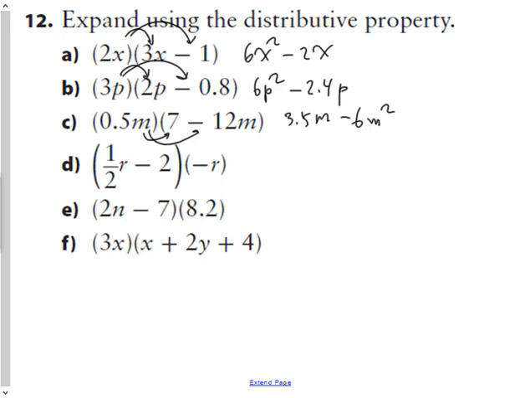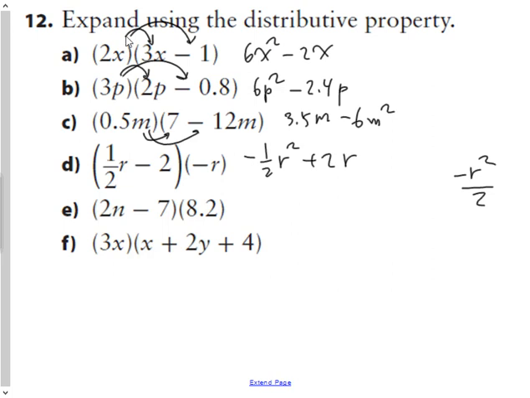And finally, the last one, half an r multiplied by negative 1r is negative a half r squared. Now remember, a negative half r squared means a negative half multiplied by r squared. So a negative half multiplied by r squared would give me negative r squared over 2. So technically, I could write negative half r squared like that if I wanted to, plus 2r.